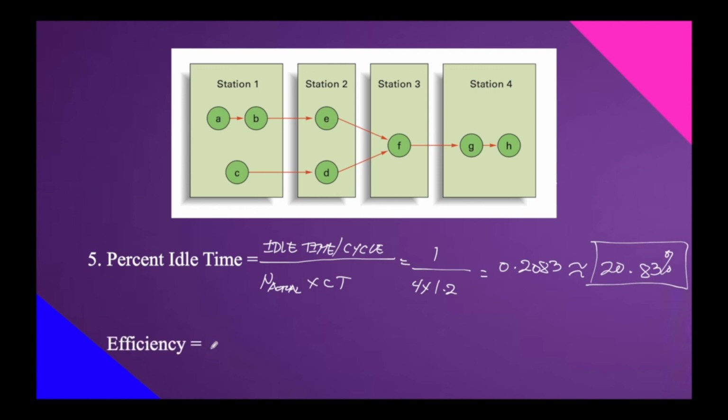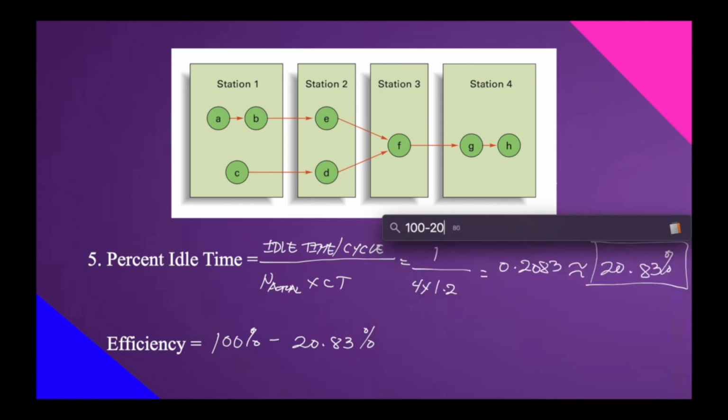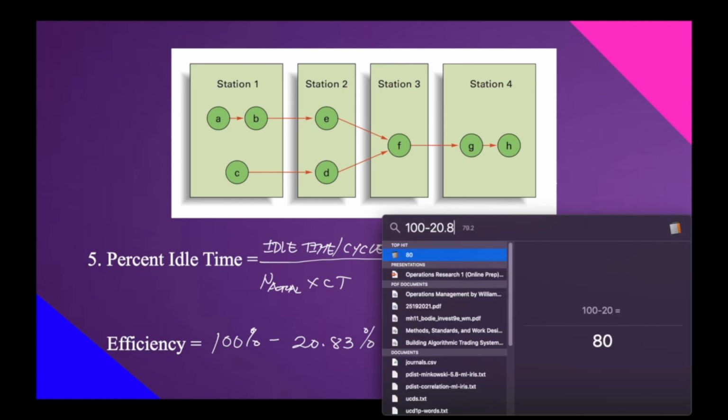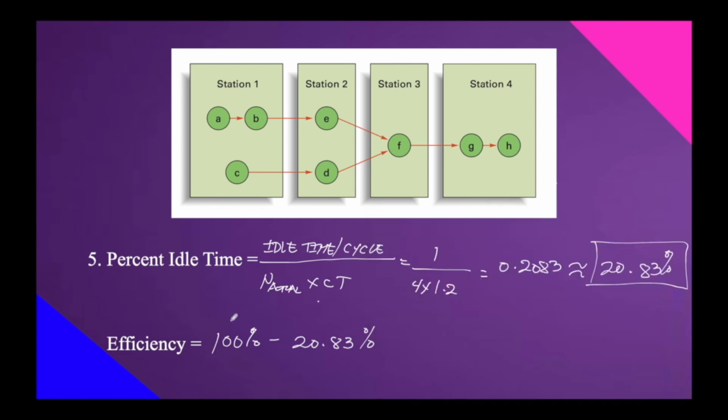And for the efficiency, that is 100% minus 20.83%. Okay, so minus natin. 100 minus 20.83, that is 79.17. So, meaning to say, guys, 79.17% efficient itong ginawa natin na layout, based on line balancing technique.